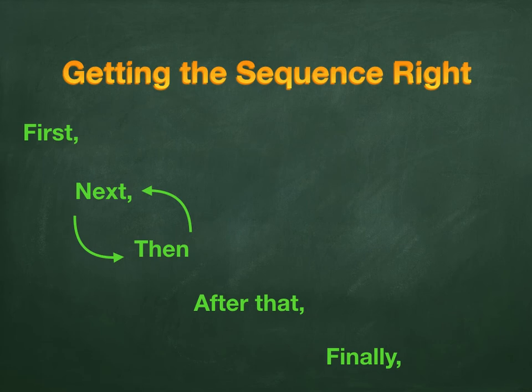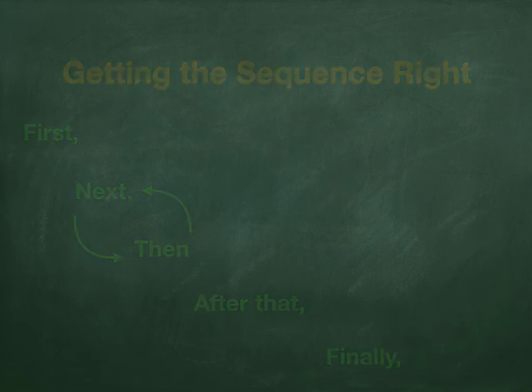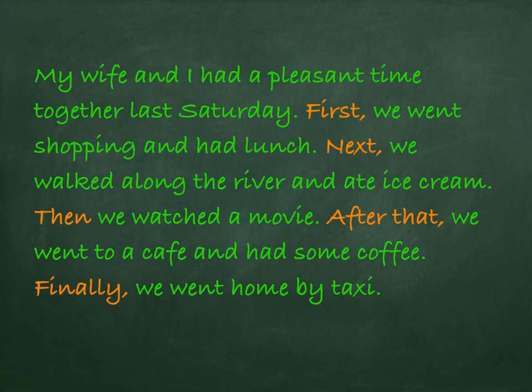Let's look at a simple sample of writing. It's just a very short story. Very easy. Let's read it together. My wife and I had a pleasant time together last Saturday. First, we went shopping and had lunch. Next, we walked along the river and ate ice cream. Then we watched a movie. After that, we went to a cafe and had some coffee. Finally, we went home by taxi. This is not a conversation style, this is a writing style.